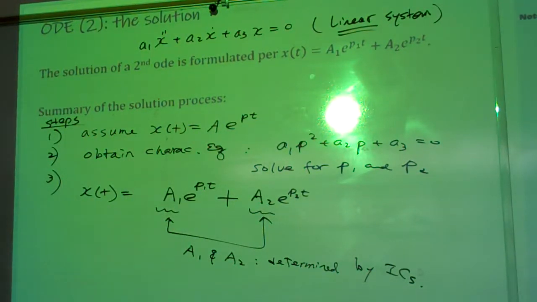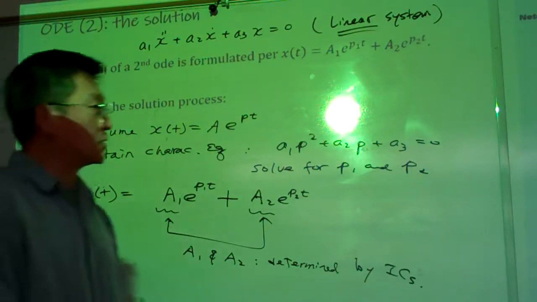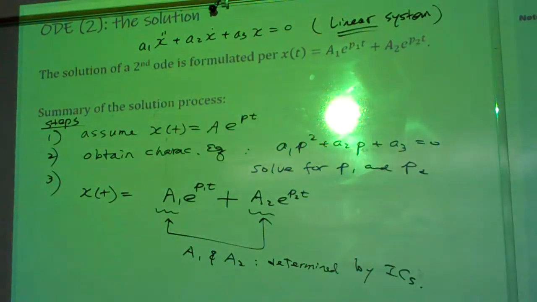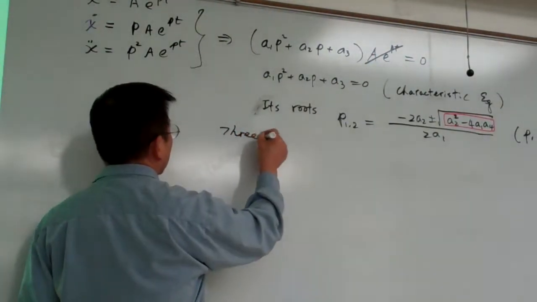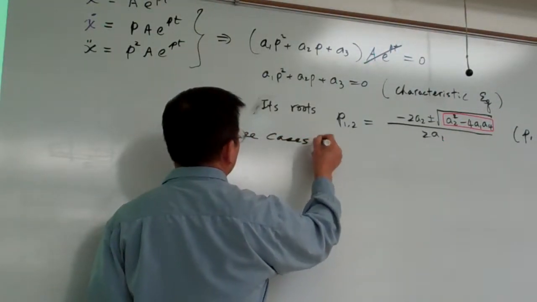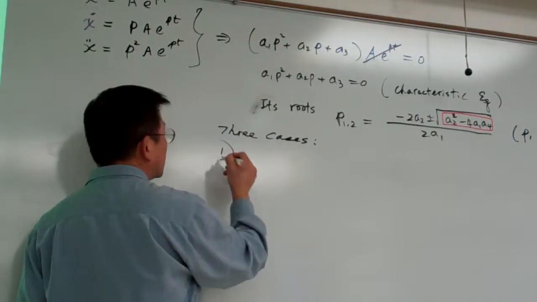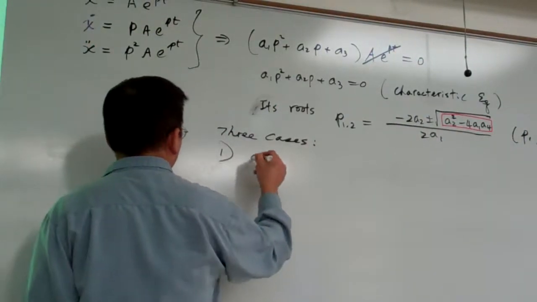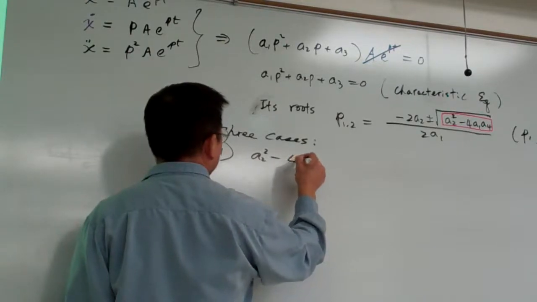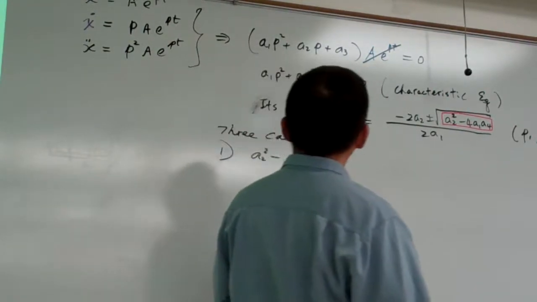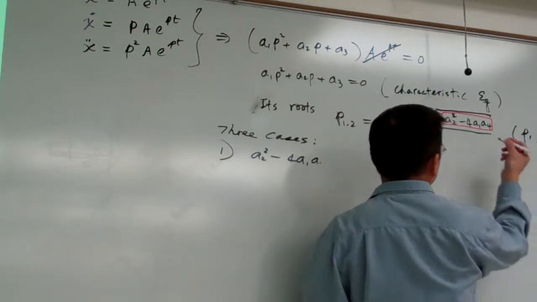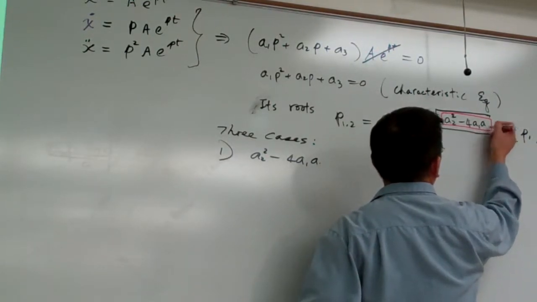Okay, so the remaining part we're going to deal with is the three possibilities here. So we'll continue back to here. There are three cases we're going to study. Case one is a2 squared minus 4 a1 a3, not a4, sorry, a1, a2, a3. Here is a typo. This one is a3.